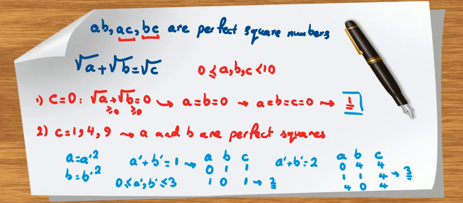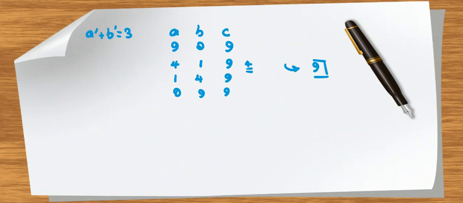So C is 1, 4, 9 we've calculated. Now in the next step, we say if C is 2, case 3. C 2 is related to 8, okay? Because both of them are odd powers of 2, and the product of them is a perfect square. So in this case, because we know AC and BC are perfect squares, A and C should be only, A and B also can be only 2 and 8.